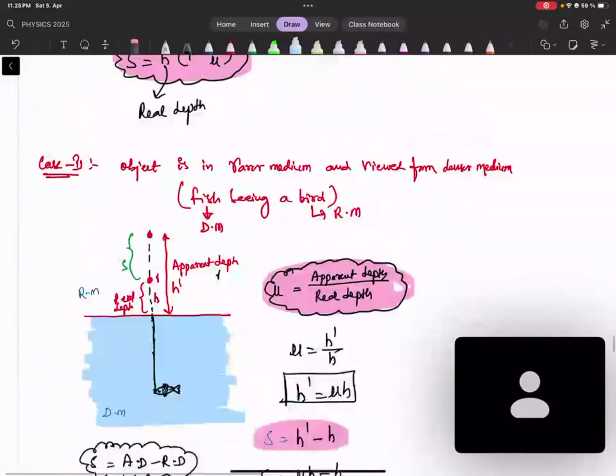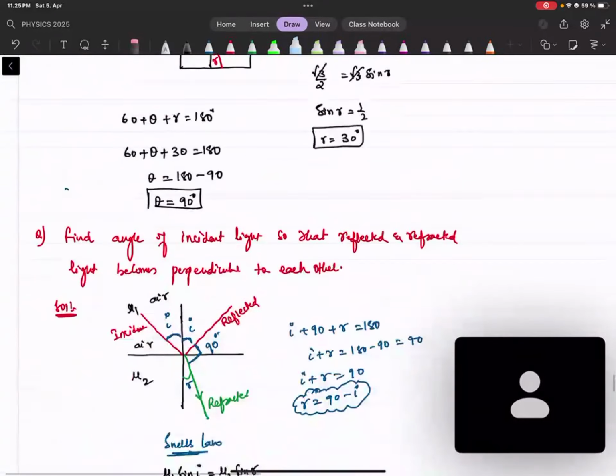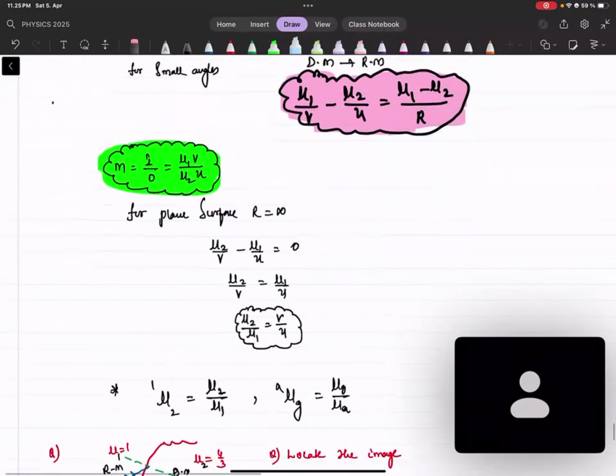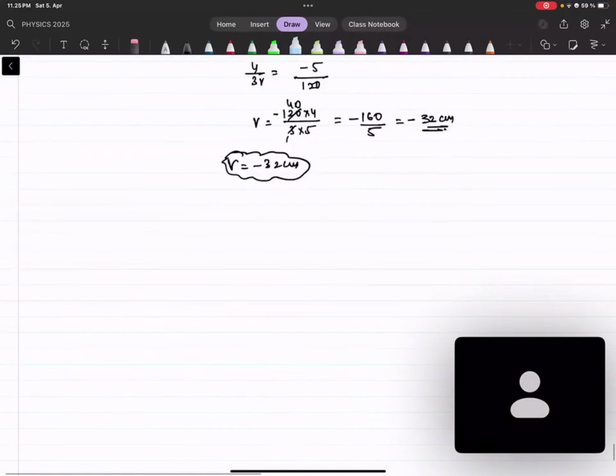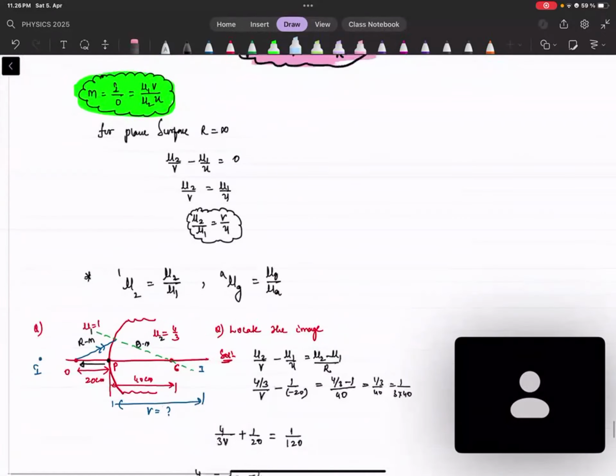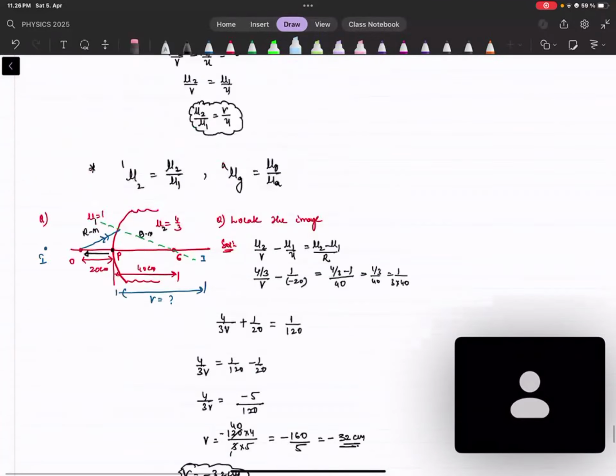In tomorrow's session of your class, we'll try to do some more problems on fish and bird problems, and some problems related to refraction at curved surfaces with magnification. Then we'll start with prisms, and we'll try to put a full stop to prisms as well as lens maker's formula. Okay?